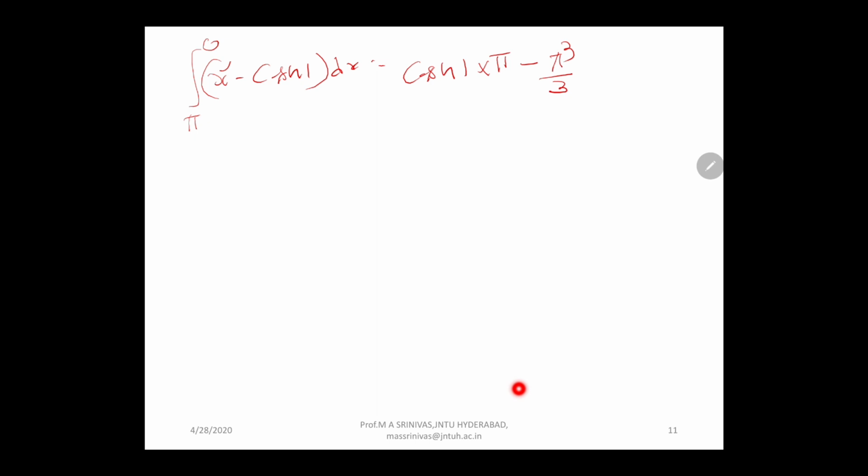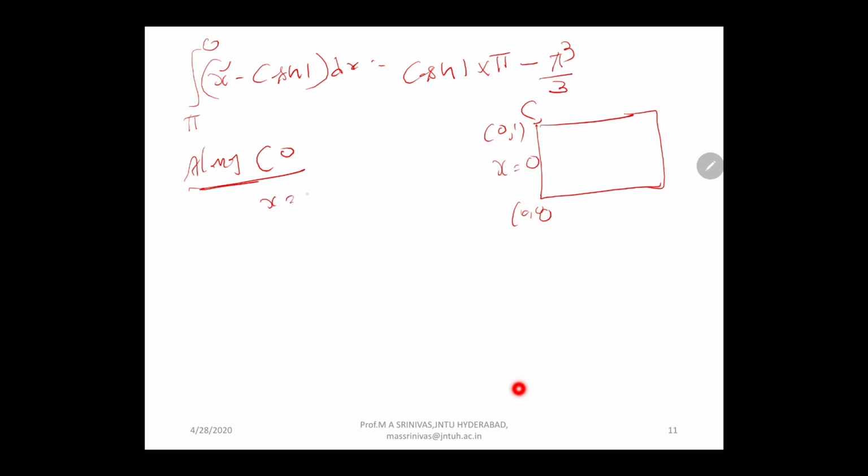And the last one: OA is completed, AB is completed, BC is completed, and now along CO. CO is this. This is C, this is O, this is 0, 1, and this is 0, 0. And here x is 0. Along CO, x is 0, therefore dx is 0. Only y varies from 1 to 0.